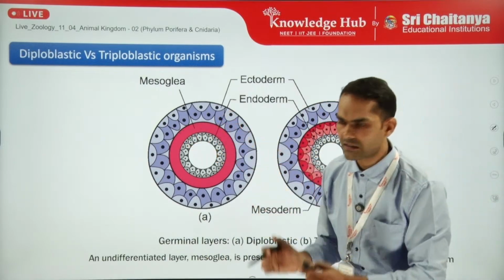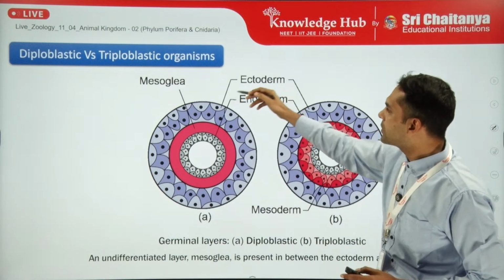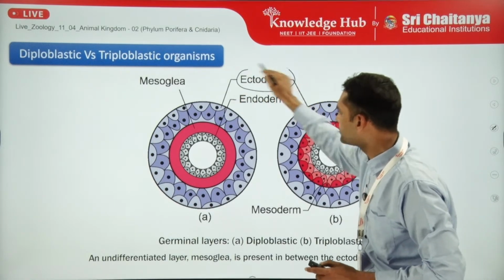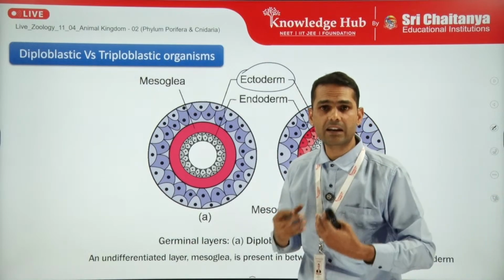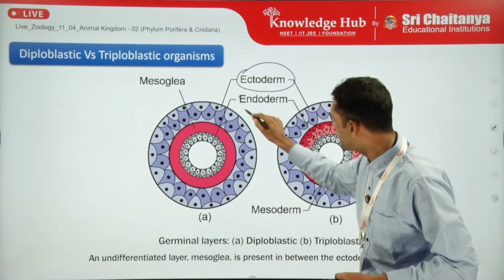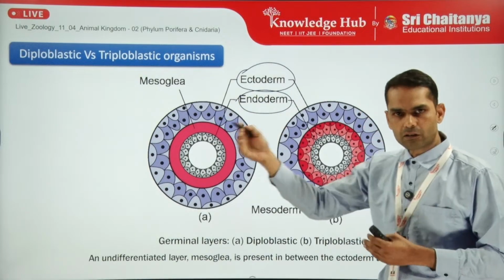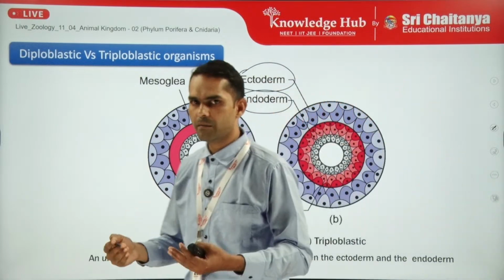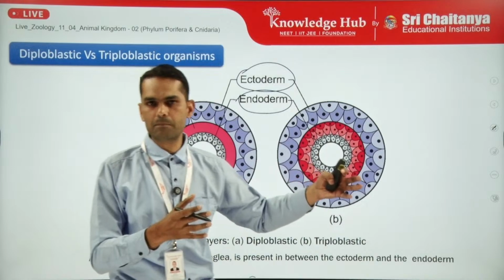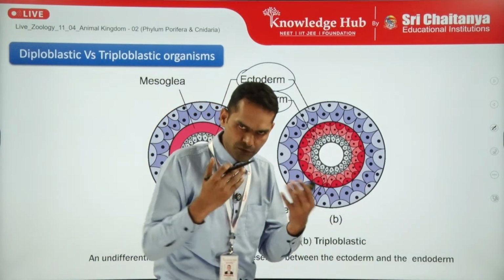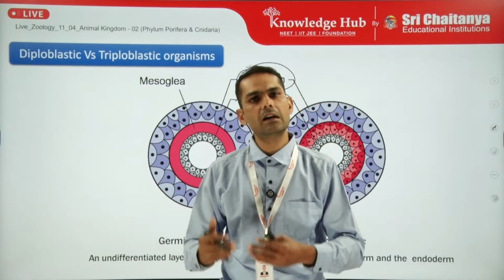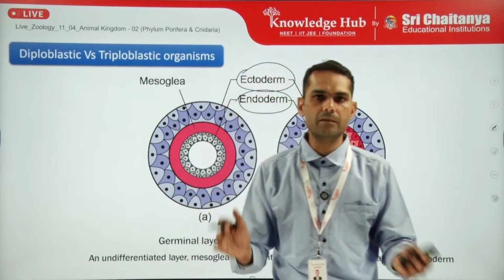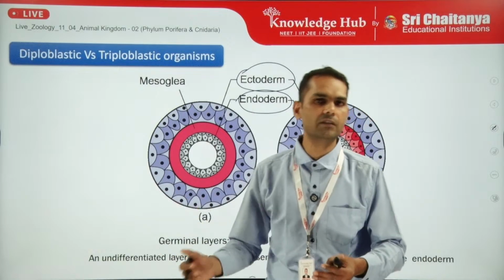As we move further, if we arrange these layers from periphery to the inner side, we can see that the outermost layer is formed by ectoderm, the innermost, or you can say the gut cavity, is formed by endoderm, and between the ectoderm and endoderm comes the mesoderm. So during embryonic development, ectoderm and endoderm form first, and then mesoderm forms later on in the triploblastic. In the diploblastic, mesoderm will not form, so they will remain without mesoderm.